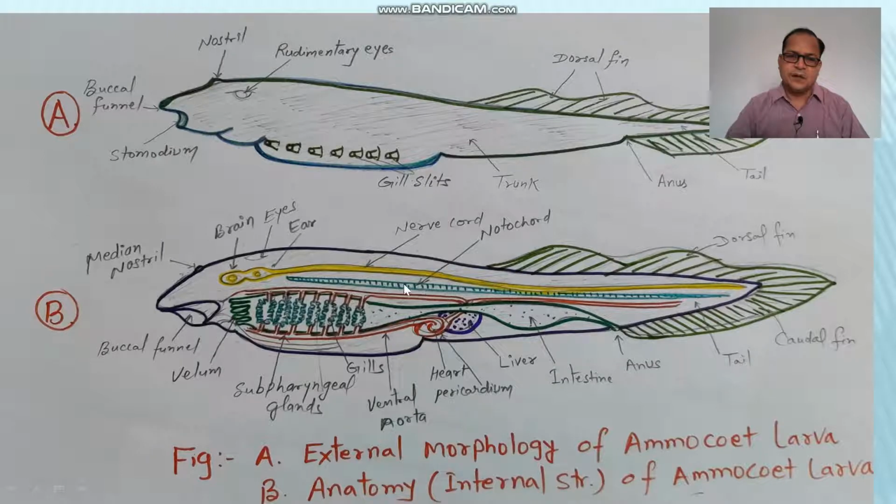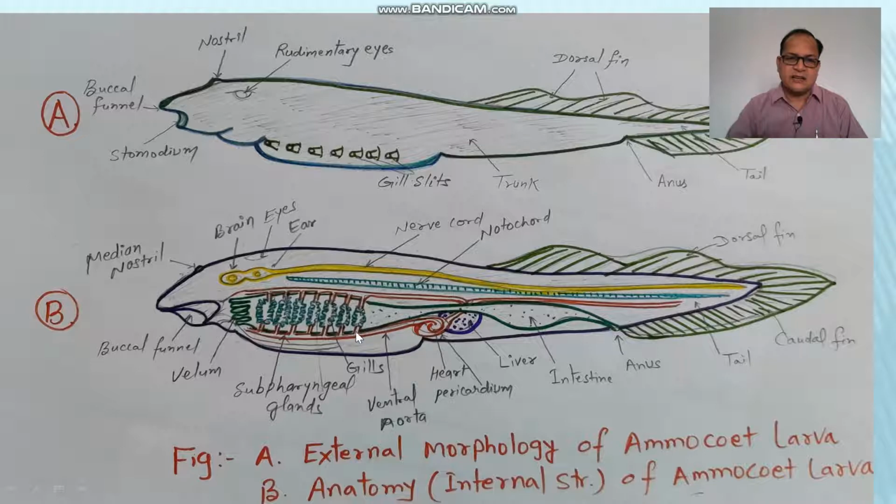Above the alimentary canal, a single notochord is present from anterior to posterior along the body line. Above the notochord, a nerve cord is present, of which the anterior part is condensed to form the brain, and the ear and eyes are rudimentary. The posterior part is cylindrical and continuous in the tail, and this is called the spinal cord. And here is the heart, a 2-chambered heart.